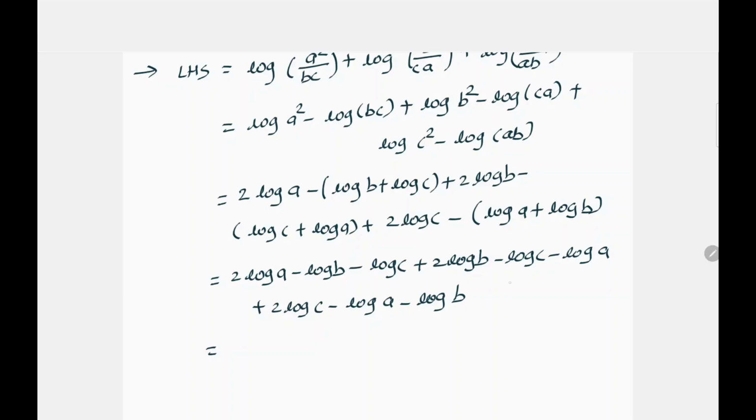So minus log A minus log A means minus 2 log A. This will cancel with this 2 log A. Now minus log B minus log B means minus 2 log B, so this will also cancel. Similarly minus log C minus log C cancels with 2 log C and we get 0, that is RHS.